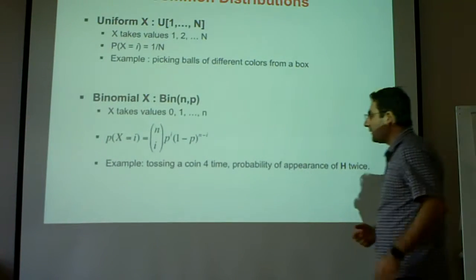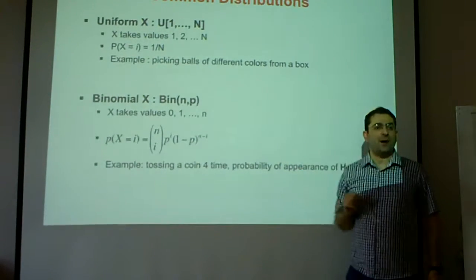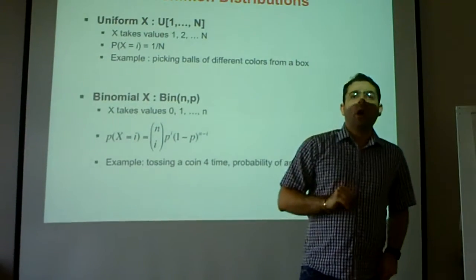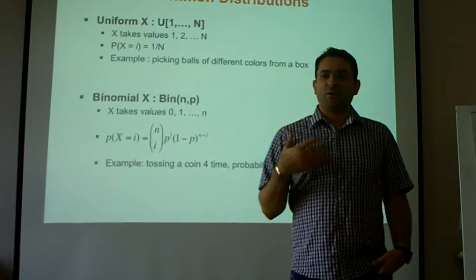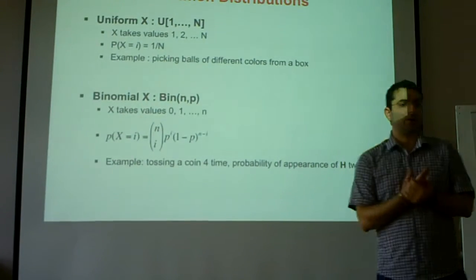So there exist several types of distribution. One of the distributions that we use a lot is the binomial distribution. Why is the binomial distribution very important, or why do we see it quite a lot? Do you have any idea?